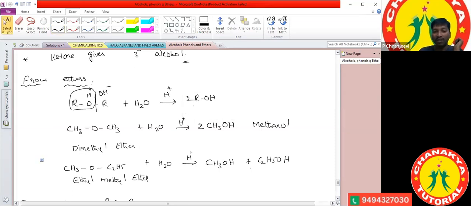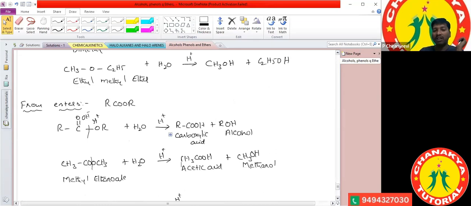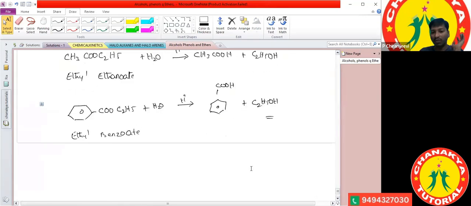And another method we use in the preparation of alcohols is from esters. When esters undergo hydrolysis, they form a carboxylic acid as well as an alcohol. So what are the products formed here? Esters undergo hydrolysis and form a carboxylic acid as well as an alcohol. Some examples for that we have already done.